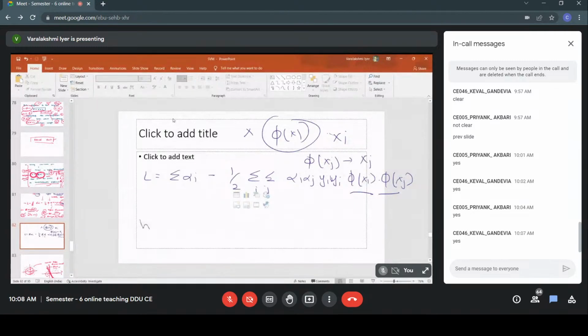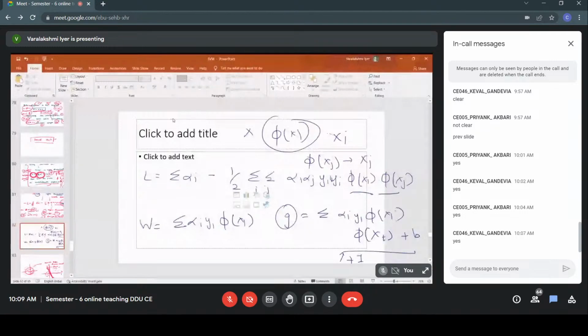Similarly, W will also be converted into summation over alpha I yi into phi of xi. Similarly, G, the decision function that we have, will also be converted into summation alpha I yi phi of xi into phi of xt, that is the test data set, plus B. And based on this value, you will be estimating whether if it is positive, it will be classified into +1. If it is negative, it will be classified into -1.